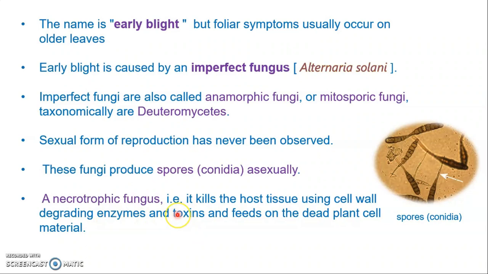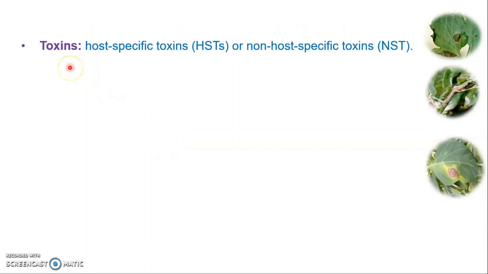So what kind of toxin? This fungus produces two types of toxin: host specific toxin or non-host specific toxin. Host specific toxins are those toxins which are specific to the host. For example, these are secondary metabolites which infect potatoes but not tomatoes. So those toxins are called host specific toxins. And some toxins are non-host specific toxins. They can be toxic to tomatoes, and they can be toxic to potatoes. So Alternaria solani produces both types of toxin, host specific and non-host specific.